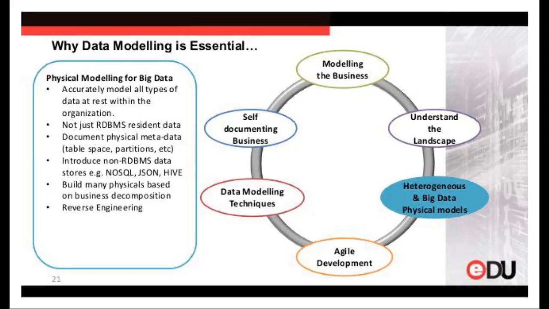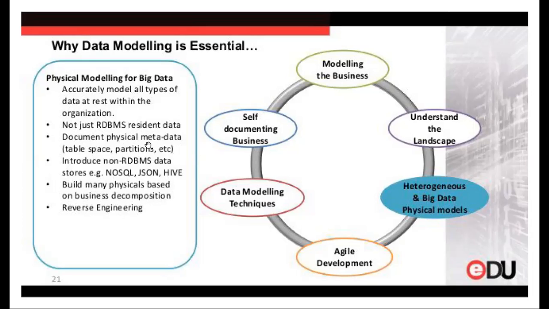This is for the purpose of accurately modeling all types of data at rest within the organization. As I have shared with you, data can be of any type. Data at rest means data stored within the organization. It should not be just RDBMS resident data, like the structured data, as we have discussed that under the RDBMS there is structured data only. Here in big data, there is moreover non-structured, unstructured, and semi-structured data. That's why it's not just RDBMS resident data.